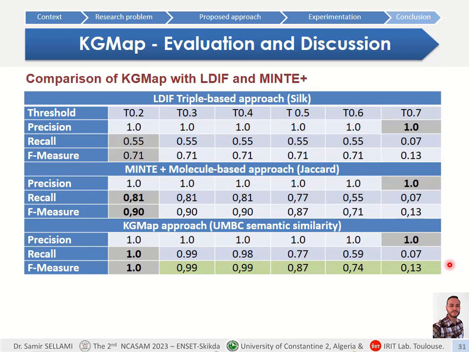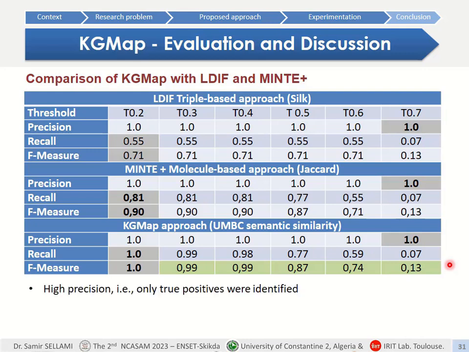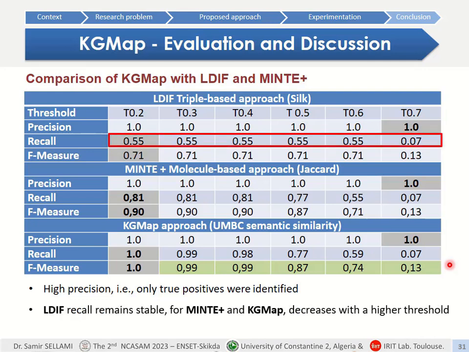The second table reports the evaluation of KGMap compared with LDIF and MINAT+. The highest values are highlighted in bold. The results indicate high precision, which means only true positives were identified. LDIF recall remained stable because it was configured using the Silk tool to generate only owl:sameAs mappings for the DBpedia dataset, since this approach supports only RDF data.